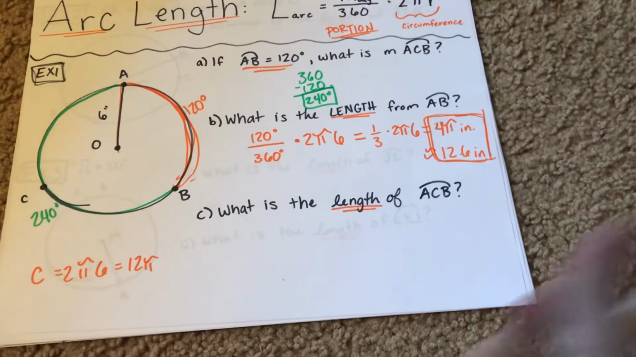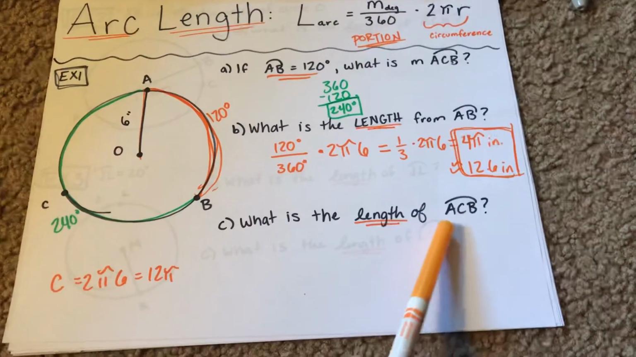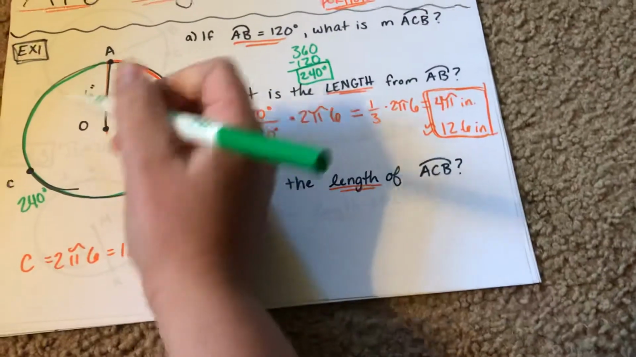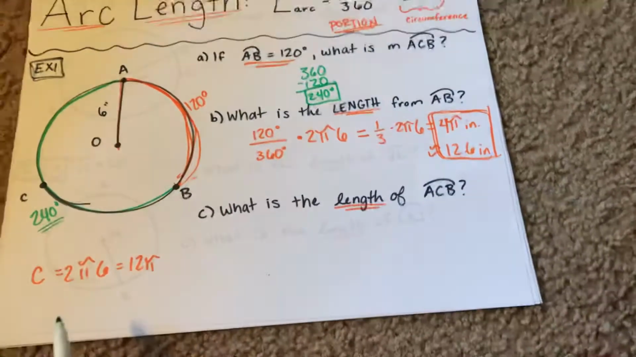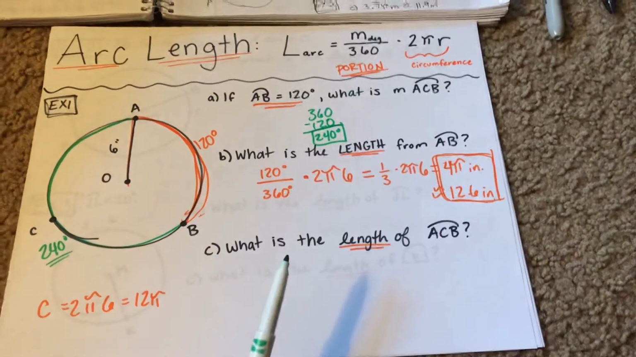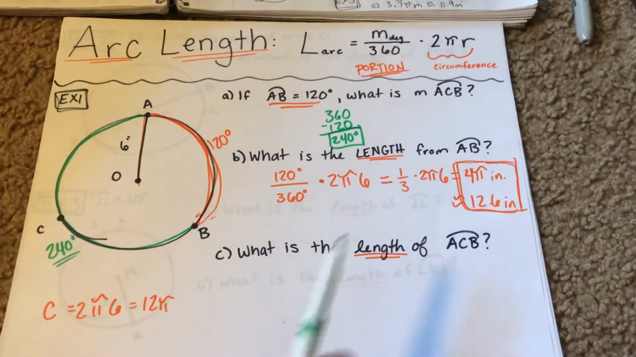All right, so if we do the same idea, what is the length of arc ACB, that major arc there from A to C to B? We already figured out it's 240 degrees. Now we're going to use this arc length formula to figure out what the actual length of ACB is.